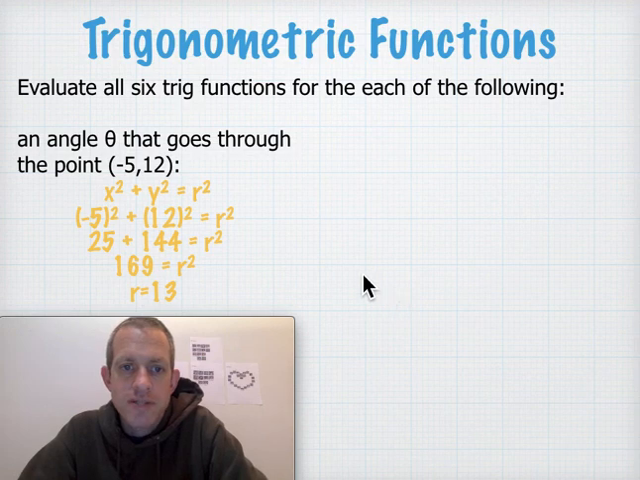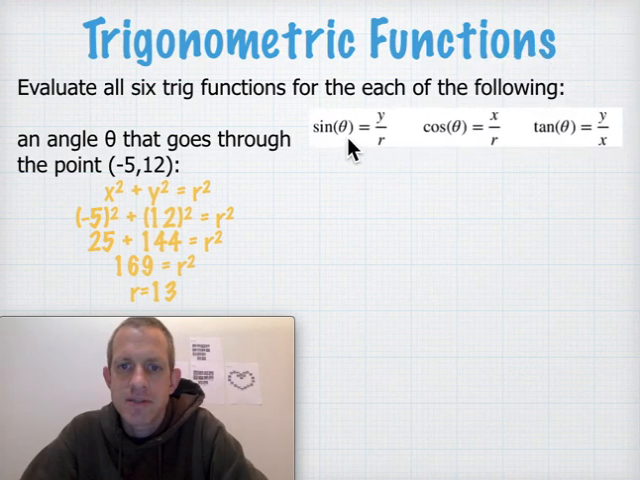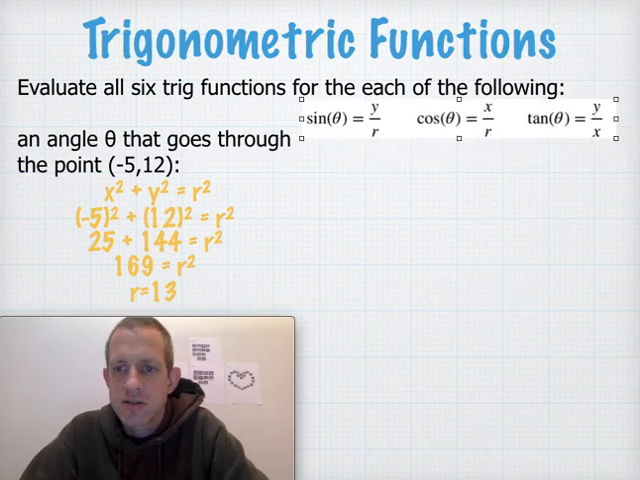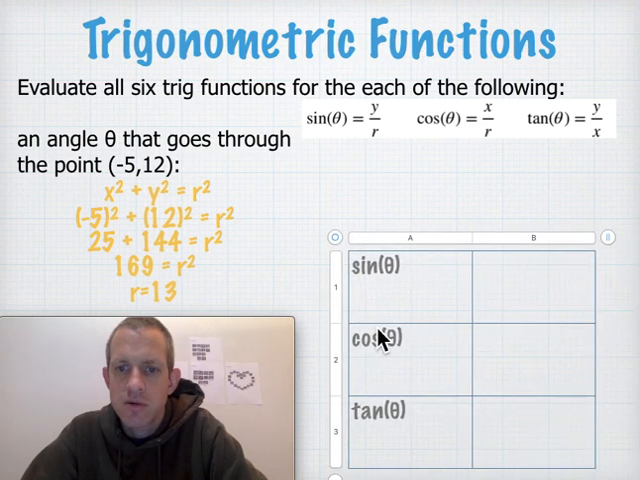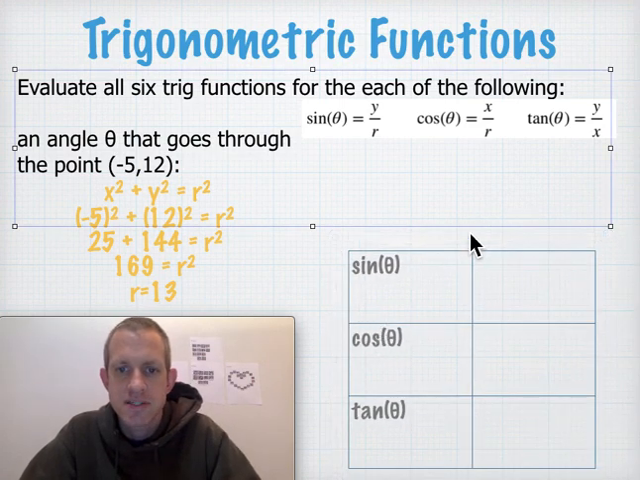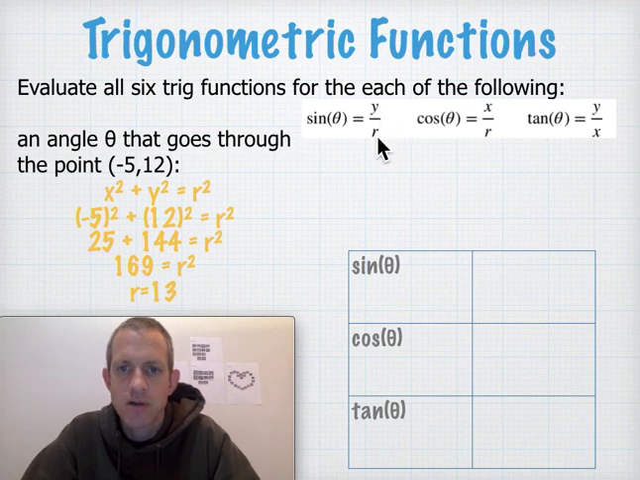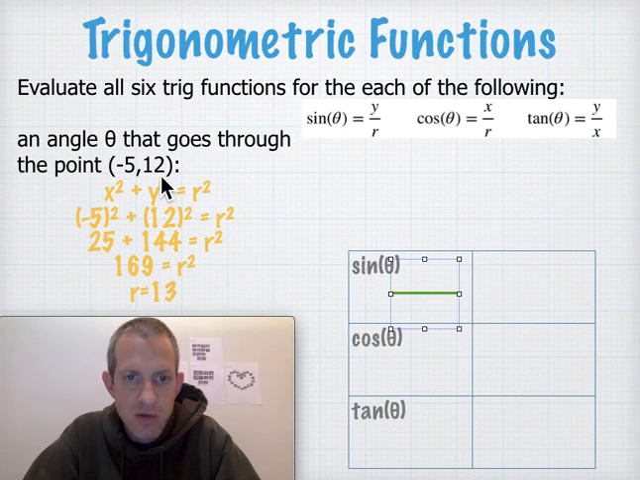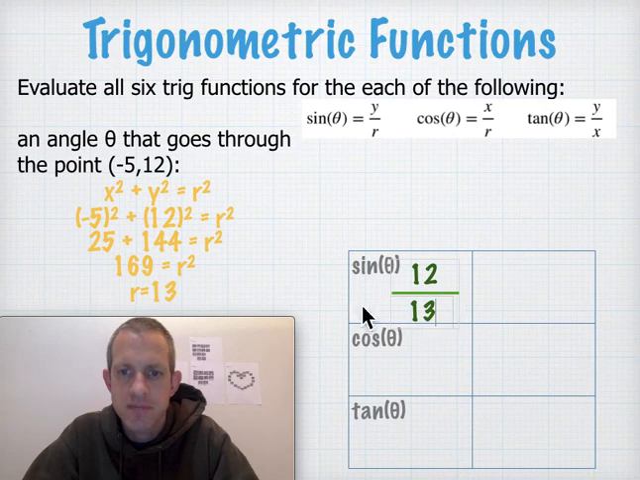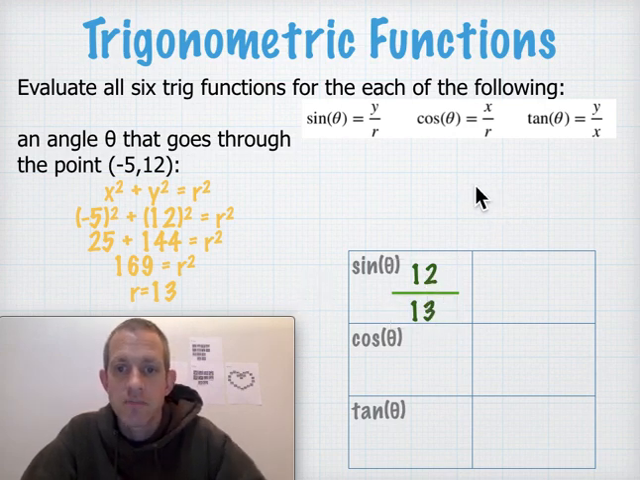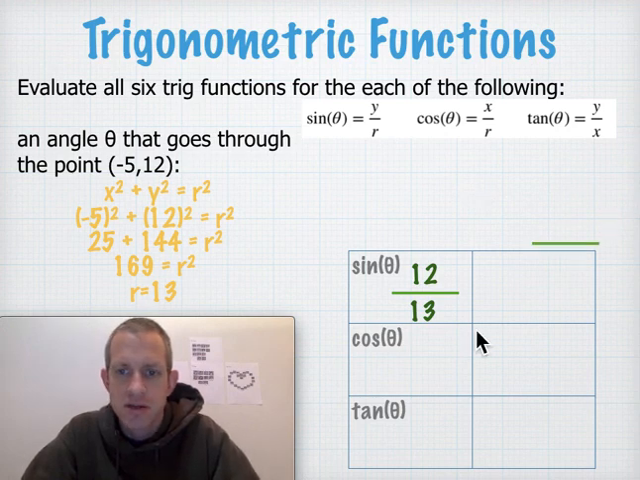Now that we know what x and y and r are, we can define sine, cosine, and tangent based on our definitions. And so let me pull out a table here to organize our work a moment. So sine is going to be the y-coordinate over the radius. And so that will be, the y-coordinate was 12, and the radius was 13. And so we would say sine of theta is 12/13. Cosine is going to be opposite.